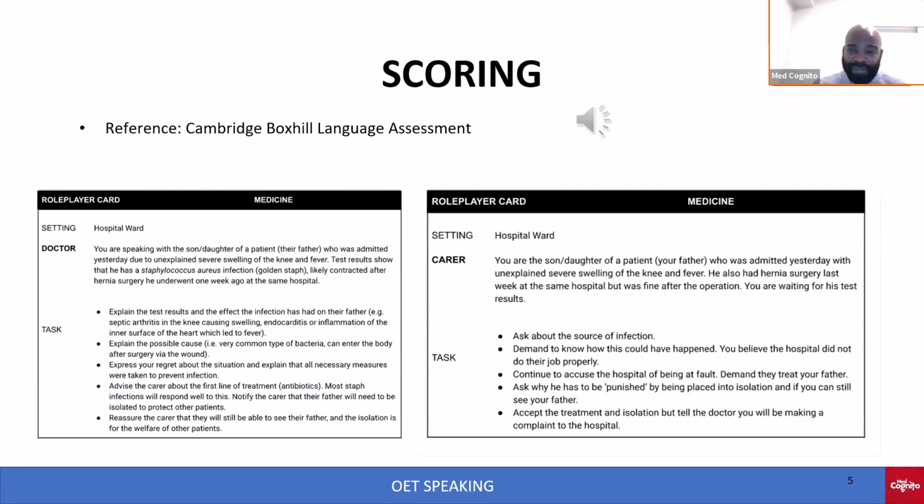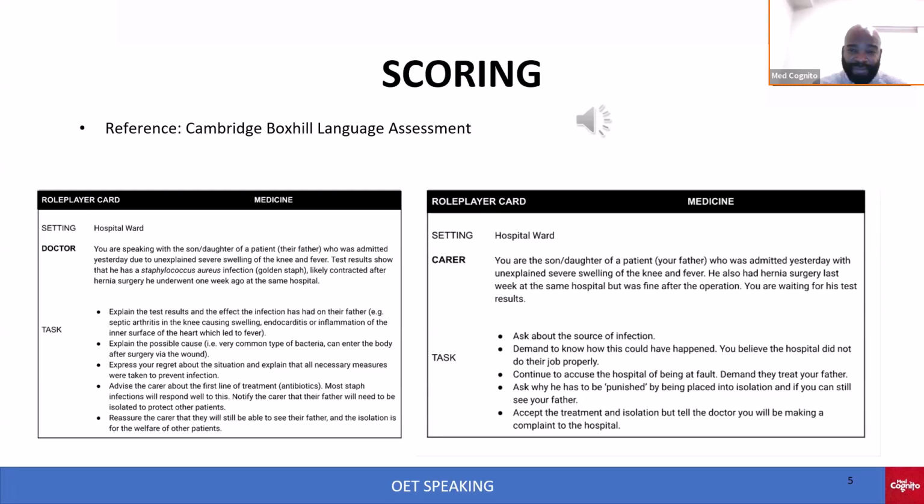Oh no, sorry. Of course you'll still be able to see him. We're only isolating him from the other patients in the hospital for their welfare, as they're potentially vulnerable to contracting an infection. But this will not limit your ability to visit him, okay? Okay, I see. So we'd like to place your father in isolation and get him started on the antibiotics ASAP. Are you happy for us to go ahead with that?